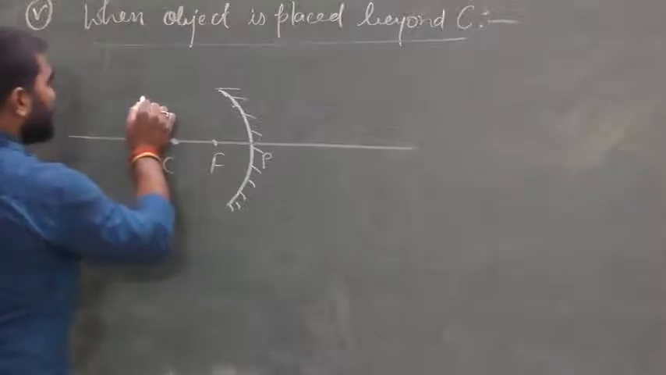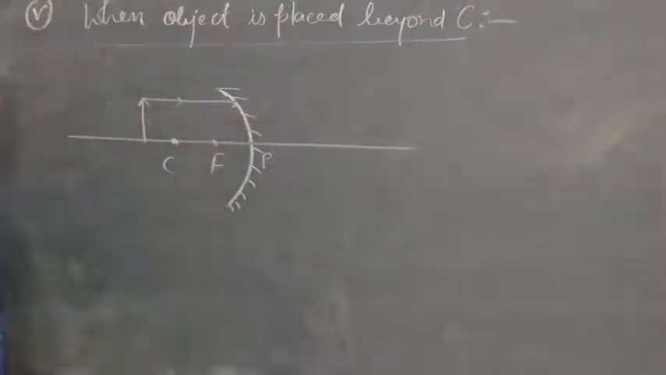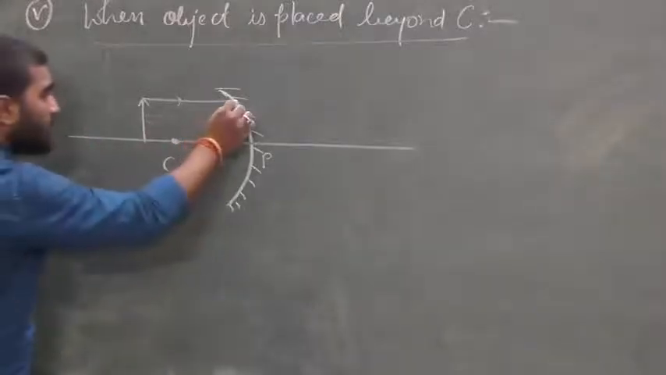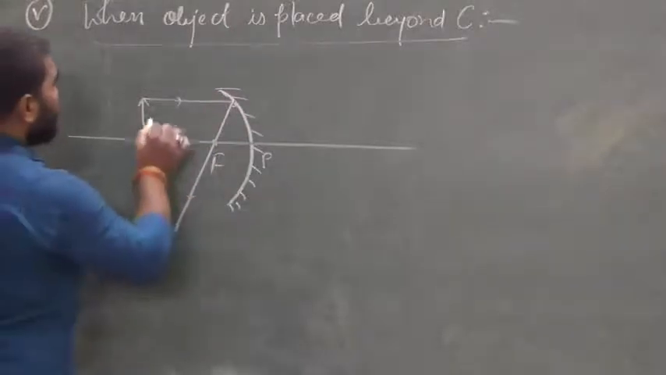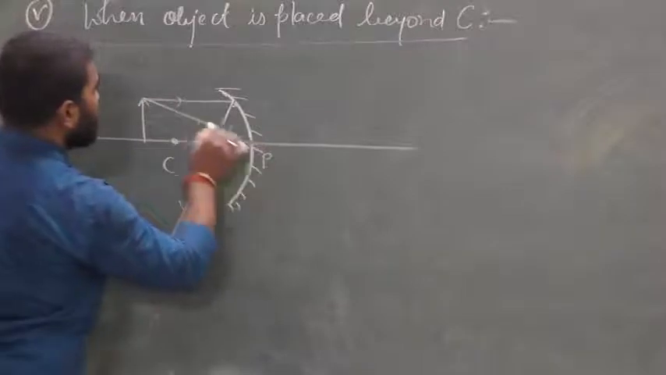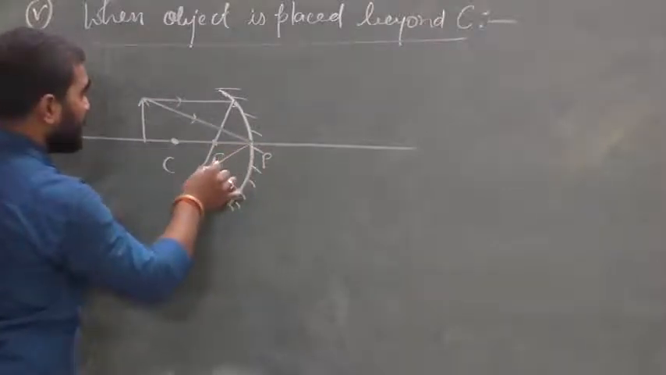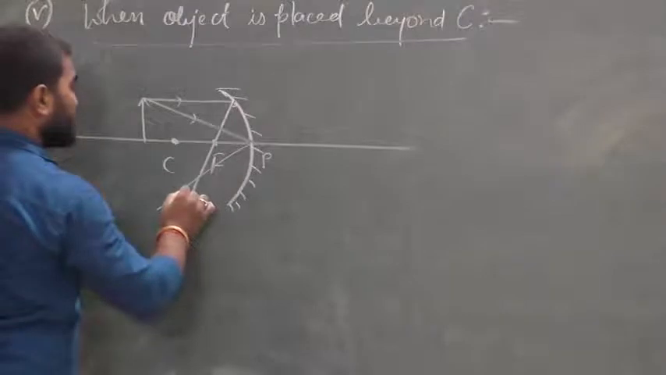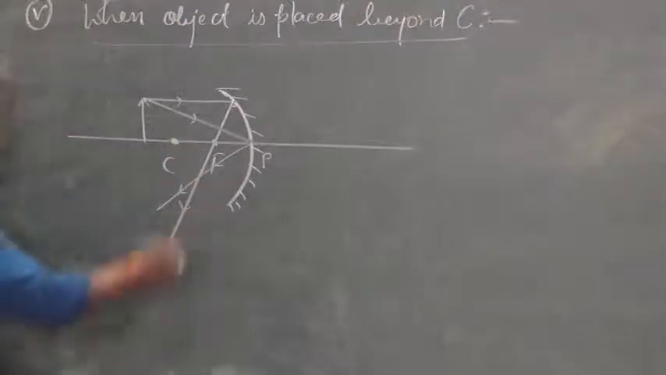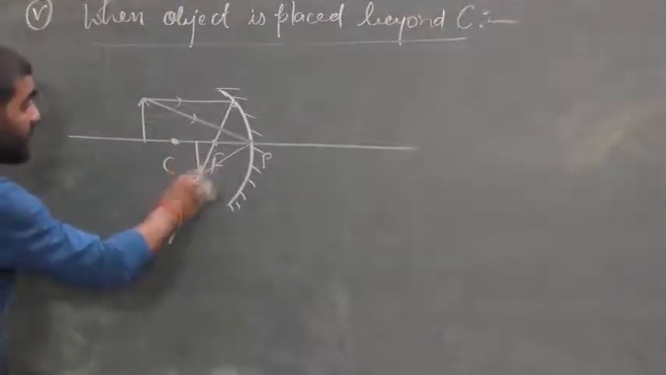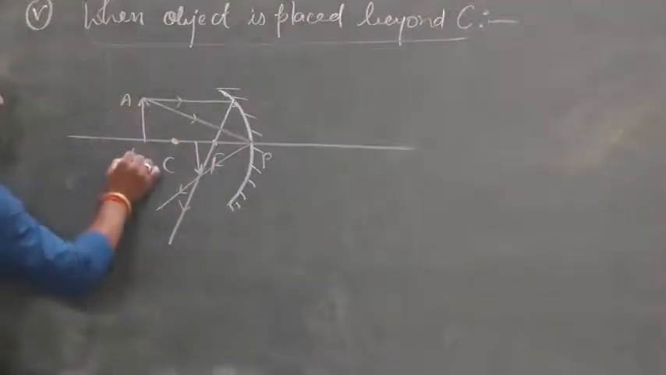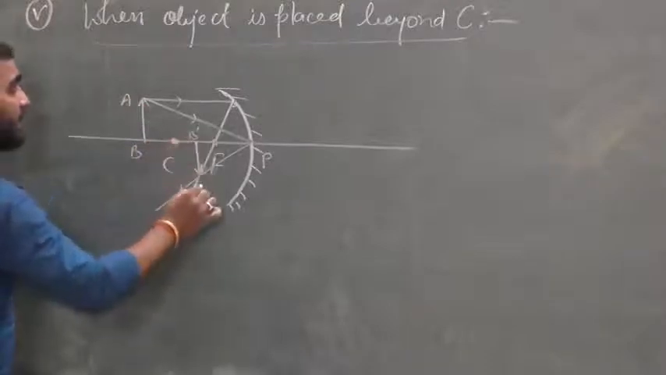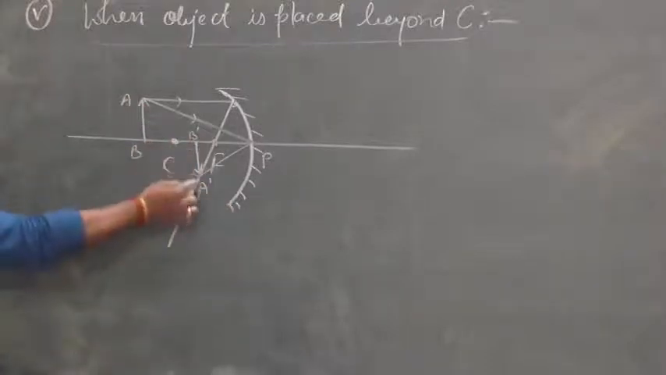Here also we will use two rules of image formation. In the first rule, when the ray of light falls on the mirror parallel to the principal axis, it will be sent back through the focus. And when the ray of light falls on it obliquely, it will come back with the same angle. So you can see both reflected rays are cutting each other between F and C. So this AB is the object and B dash A dash is the image formation.